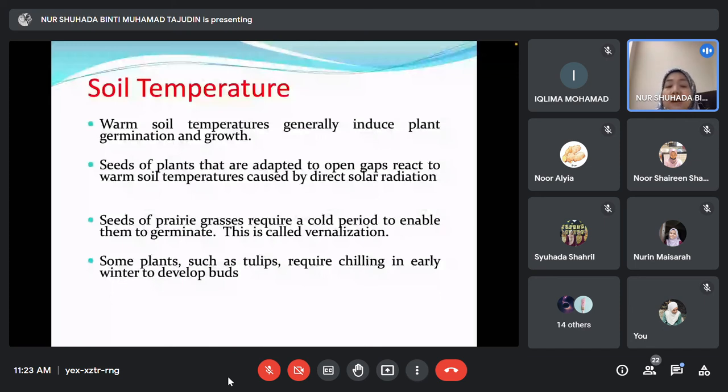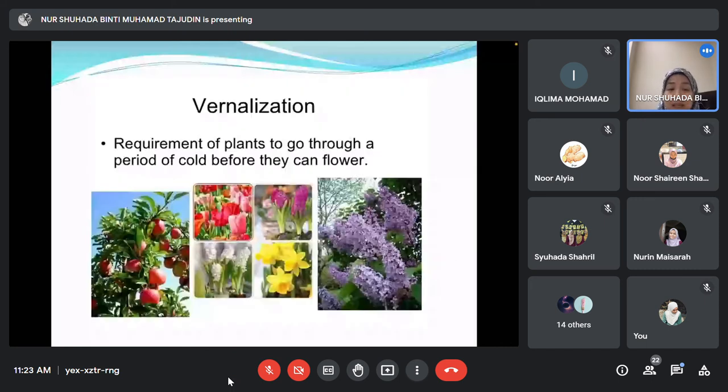Some plants such as tulips require chilling in early winter to develop the buds. So what is vernalization? Vernalization is a period they need before they can flower or germinate.